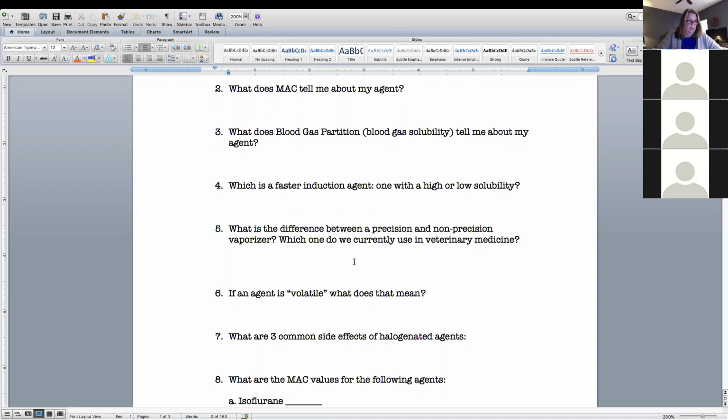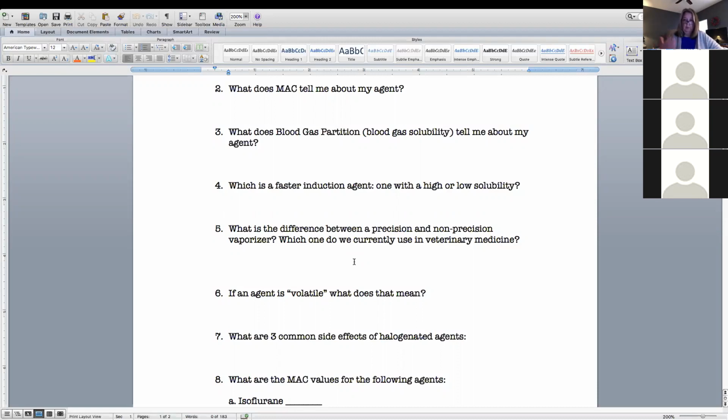Now, a non-precision vaporizer is kind of a jar and a wick, and it is also called a vaporizer in circuit. So you do not have as much control when you use a non-precision vaporizer, or a VIC. If you remember from the lecture, and if you weren't in class, you need to make sure you watch that video because I explained all of this. There was a jar with a wick and it's attached within the circuit.